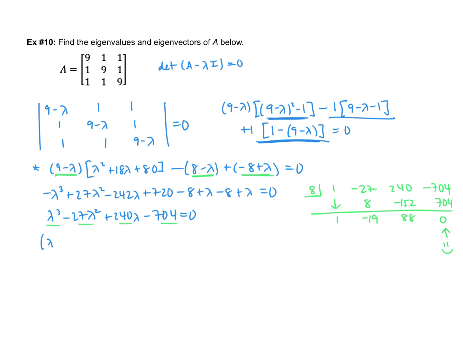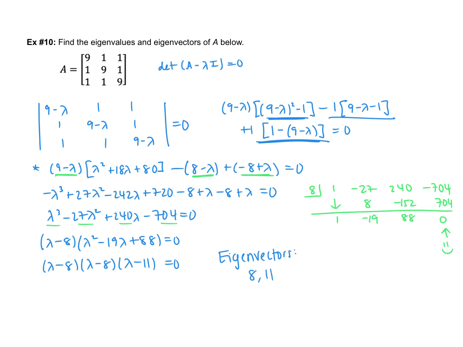Okay, so where this leaves us, we have lambda subtract 8, and then we have lambda squared subtract 19 lambda, add 88 is equal to 0. Doing some more factoring, we get lambda subtract 8, lambda subtract 8, lambda subtract 11 equals 0. So what that gets us then is eigenvalues of 8 and 11. Now, remember I said 3 by 3 matrix, we're going to get 3 eigenvalues. They might not be distinct though. So that 8 has a multiplicity of 2.